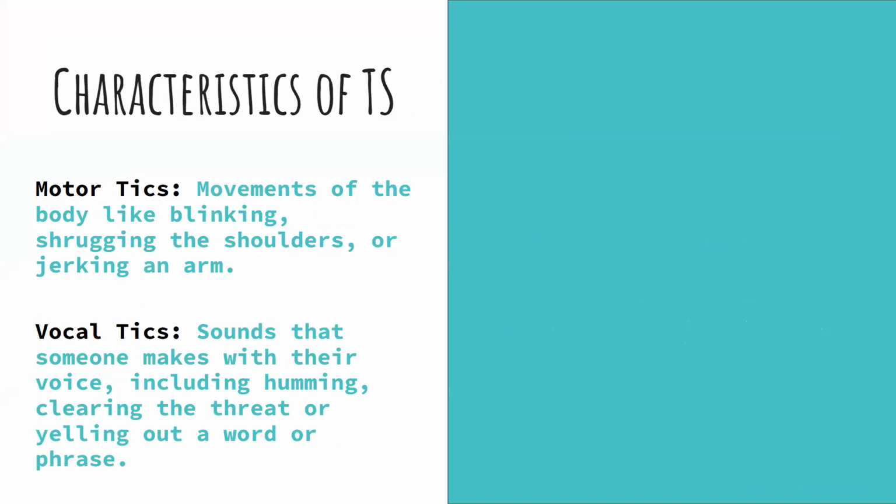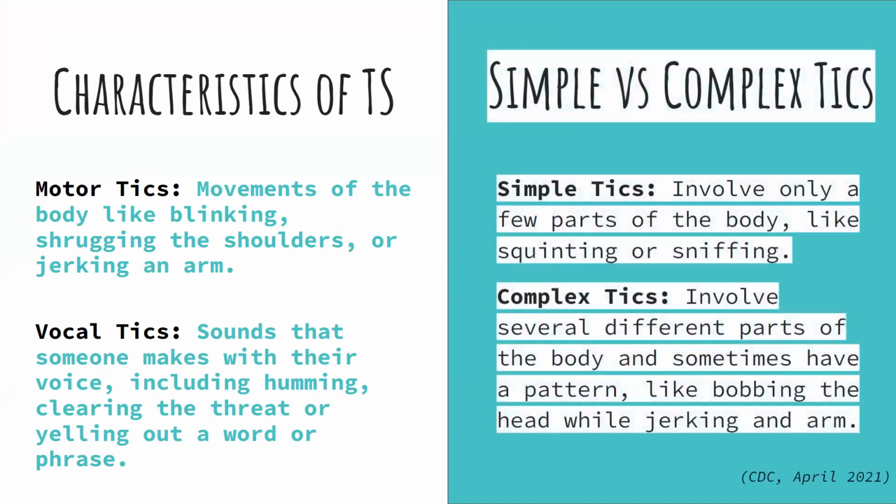As mentioned, there are two forms of tics, motor and vocal tics. Motor tics are physical movements of the body, like blinking your eyes, shrugging your shoulders, or jerking your head. Vocal tics are sounds that someone makes with their voice, like humming, clearing the throat, or yelling out a word or phrase.